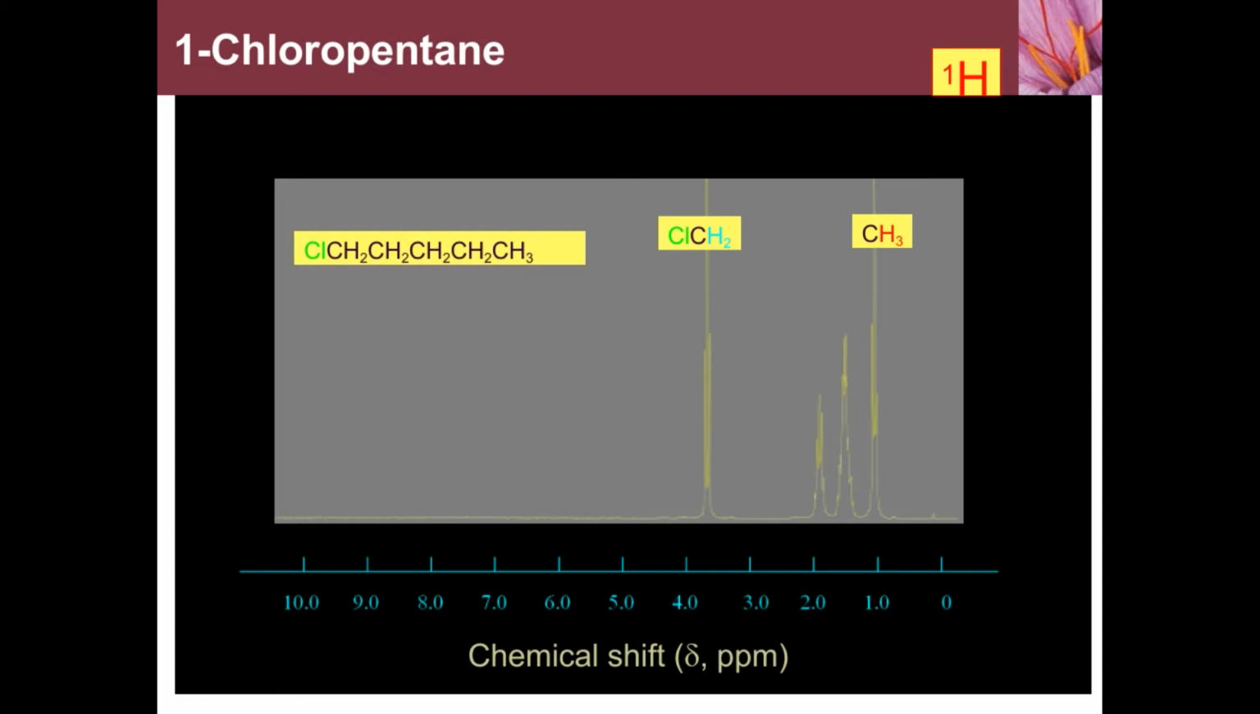The carbon marked 1, that is CH2Cl, is quite deshielded due to the electronegative chlorine atom, and appears at 3.9 delta. That is a triplet. So it is very clear that the carbon marked as 1, CH2Cl, is deshielded due to Cl.